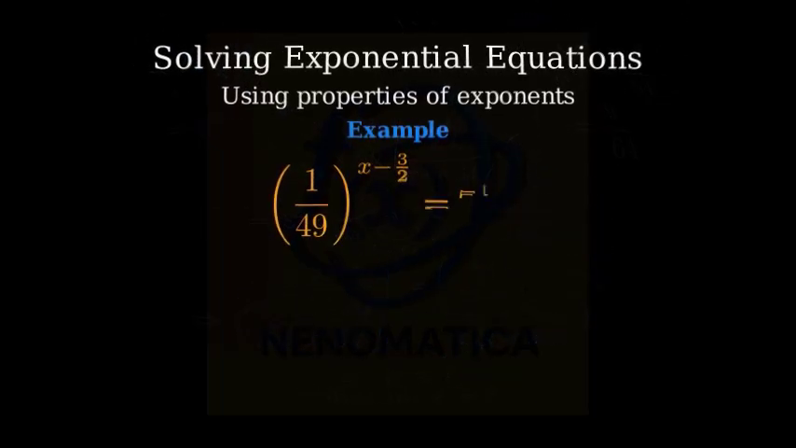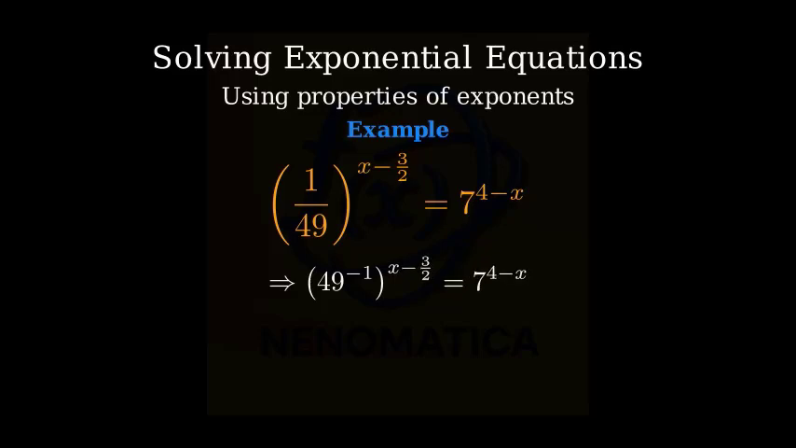Let's solve this example. We have the equation 1 over 49 raised to the power of x minus 3 over 2 equals 7 raised to the power of 4 minus x. Our first step is to rewrite the fraction 1 over 49 as 49 to the power of negative 1. This is because any number to the negative power equals 1 over that number.